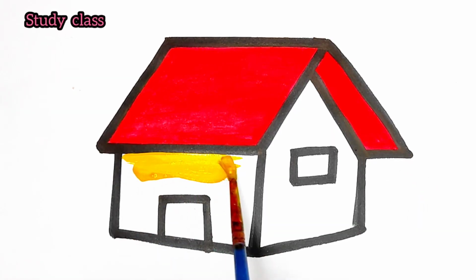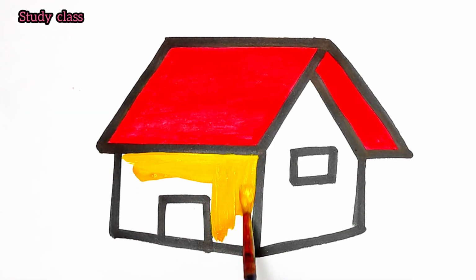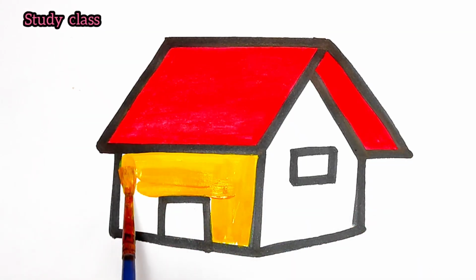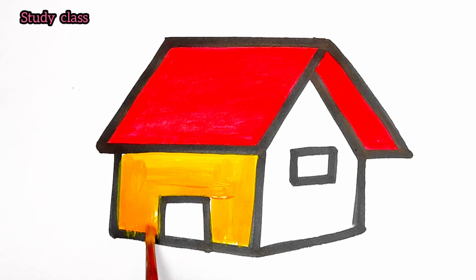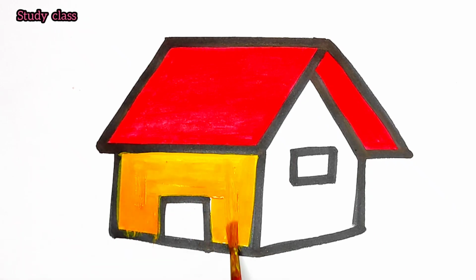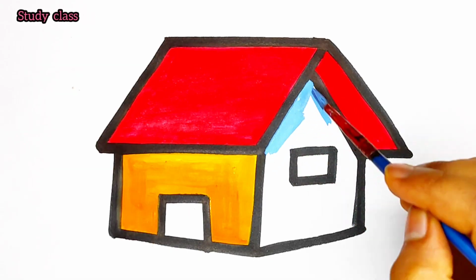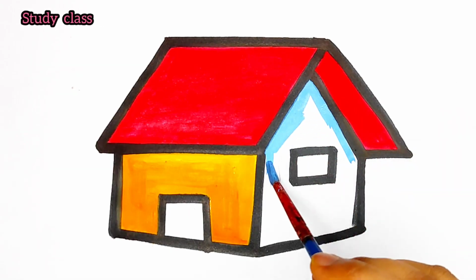This is yellow color. Here, we use yellow to color the wall of the house. In another part of wall, we use sky blue color.